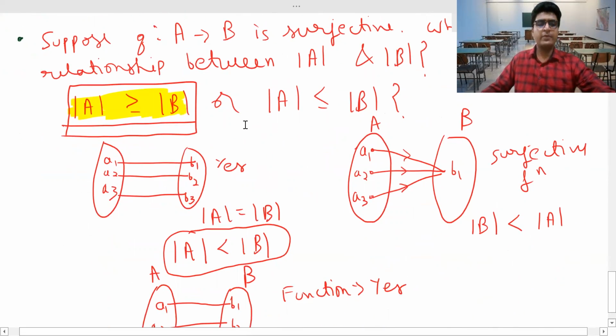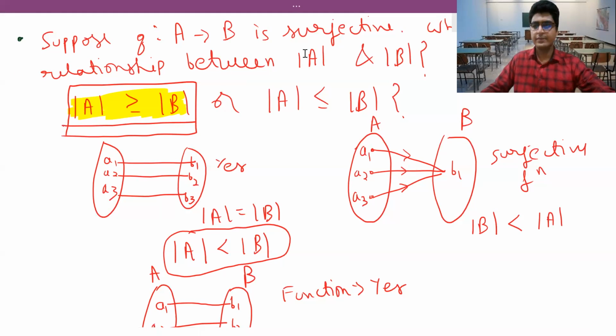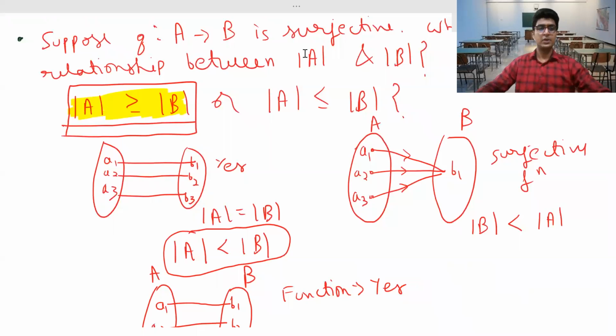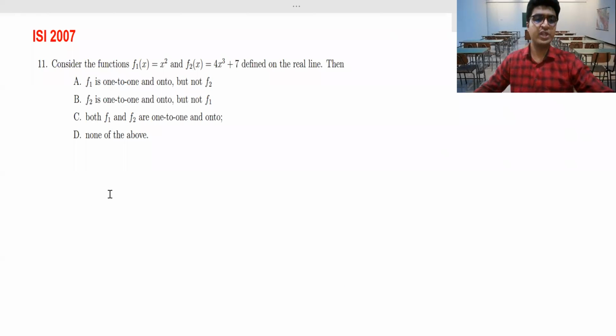Now let's solve some questions from past years. This question is from ISI 2007. Consider the functions f1 equal to x square and f2 equal to 4x cube plus 7, and they are defined on the real line. Okay, so the domain is real numbers.